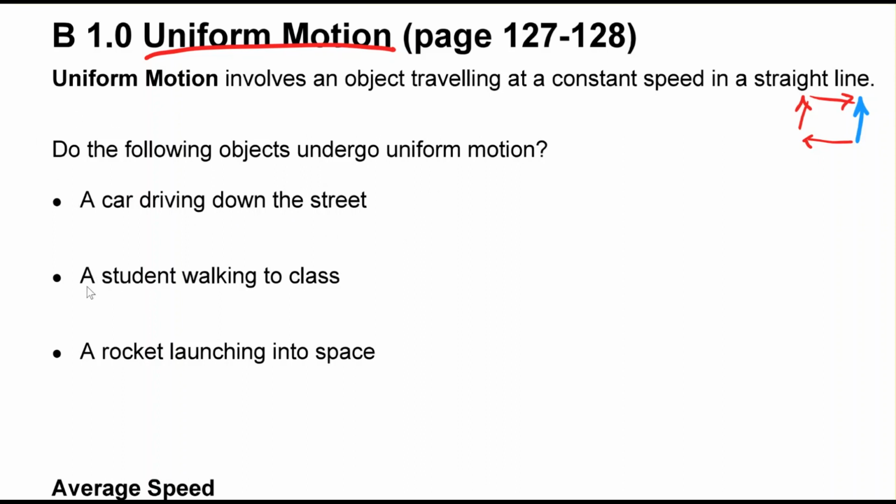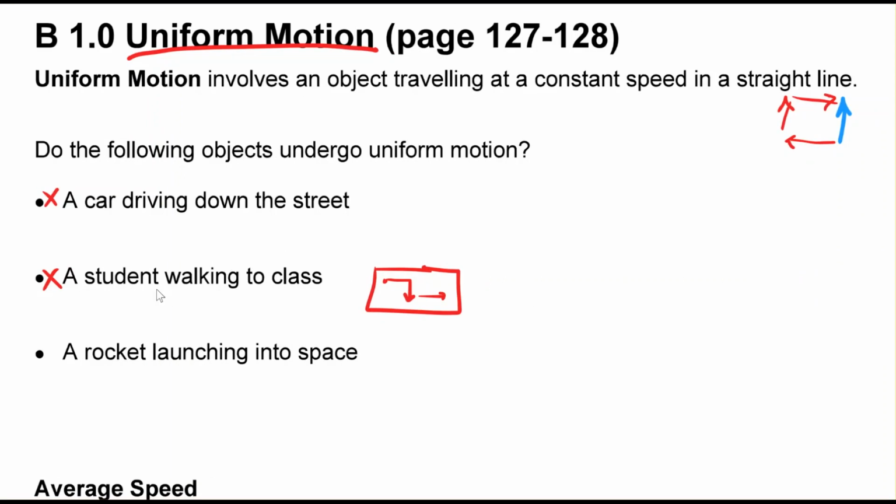Let's think of a student walking to class. Here's the school. They might start off here and go down a hallway and over here to their class. They're going to have to slow down for other students in their way, or maybe they're going to have to walk a little bit quicker because they don't want to be late. So a student walking to class, rarely are they ever going uniform motion. A car, rarely are they ever going uniform motion.